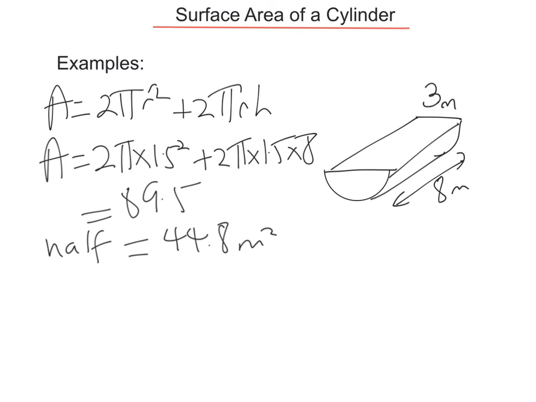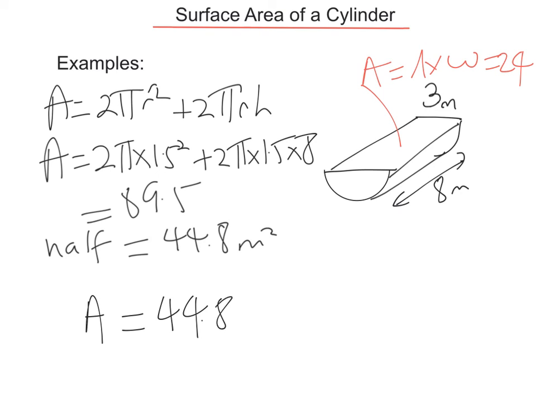So that rectangle there is going to be, the area for that's just length by width, which is going to be equal to 3 by 8, which is 24. So the total area is going to be 44.8 plus 24, which is 68.8 meters squared.